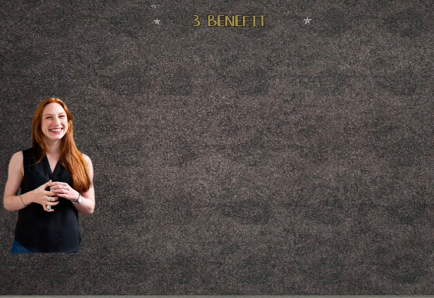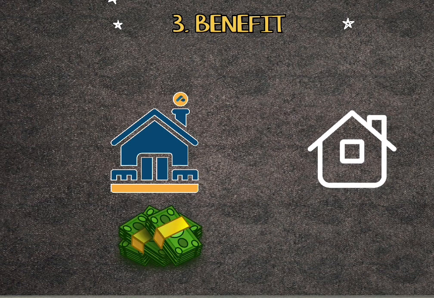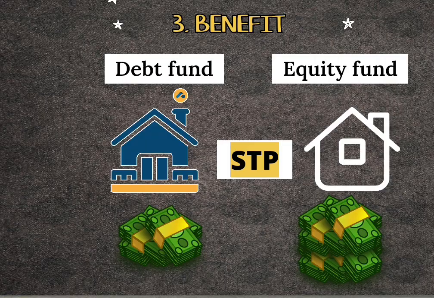You can rebalance your portfolio by transferring money from one asset to another. For example, if you have too much exposure to debt fund and want to increase your equity allocation, you can use STP to do that.